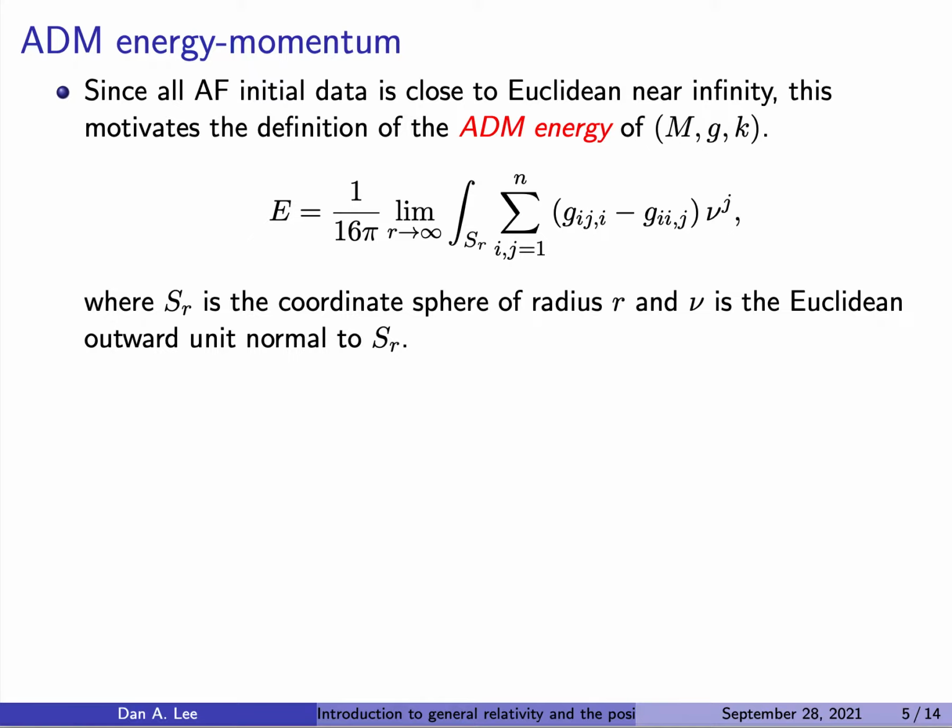I say it's the energy of the initial data set, but it has no dependence on K at all, right? It just depends on G. So the energy is 1 over 16 pi times the limit as your coordinate sphere S sub r goes to infinity of the integral of the sum of gij,i minus gii,j times nu sub j. Here nu is the Euclidean outward unit normal to the Euclidean sphere S sub r. Those commas just mean differentiation, so comma sub i means differentiation in the i coordinate. And again, the n should be a 3.